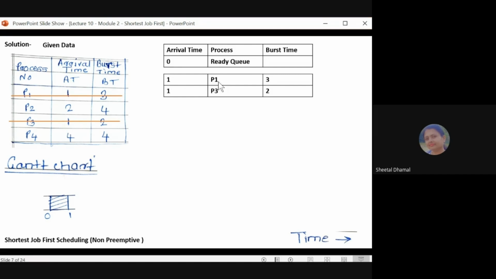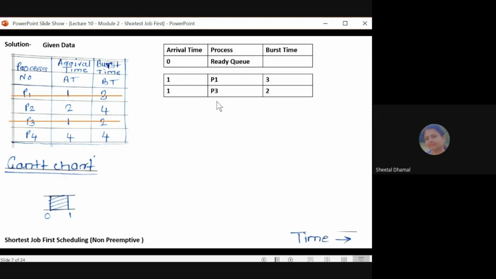That is, arrival time for process P1 is 1, and the total time required for its execution is 3. Arrival time for process P3 is 1. Here I have changed the sequence: now in the first column I am representing the arrival time, and in the second column the process. So process P3 entered at 1 o'clock, and the total execution time required for that process is 2. And draw the Gantt chart for this 0 to 1. On the x-axis we are representing time. Now two processes are in the ready queue, P1 and P3.